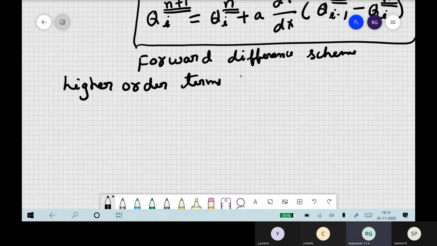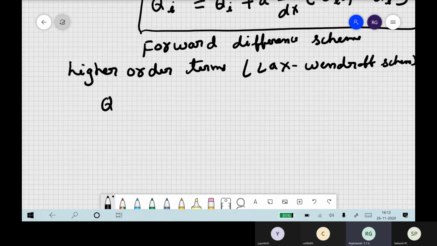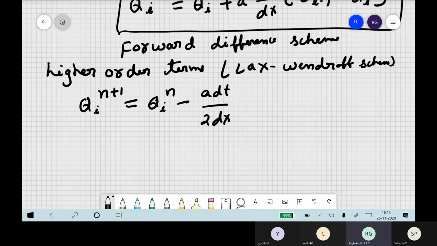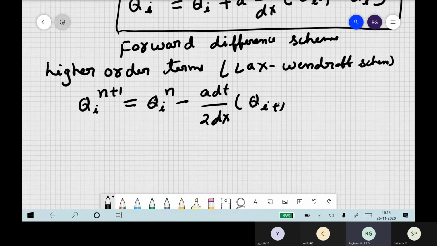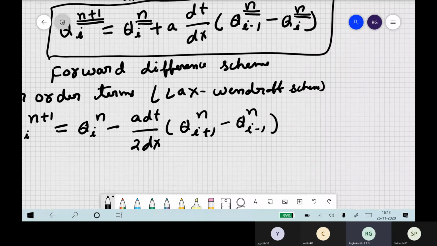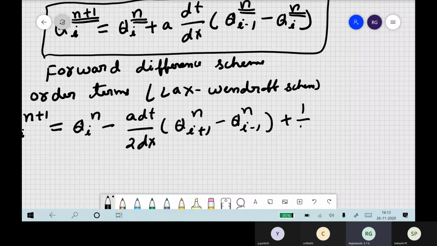So in finite volume, they call this the Lax-Wendroff scheme. This is a second order scheme in the finite volume. So the same equation, say n plus 1: q_i^n minus a dt by 2 dx times (q_{i+1}^n minus q_{i-1}^n). So you involve more terms; this is our first order term itself. We can have higher order also, half of (a dt by dx) whole squared.